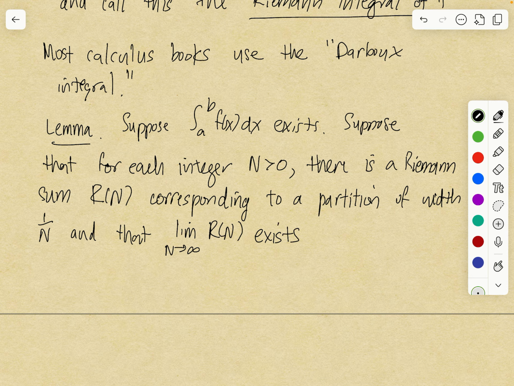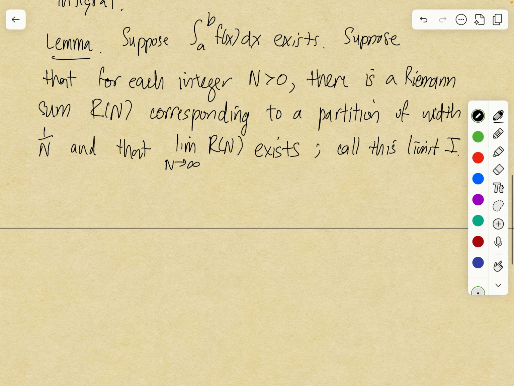And is, say, I. Call this limit I. Then the proposition is that the Riemann integral is equal to I. So what this lemma is saying is that if you can find, for each n, a Riemann sum, so the Riemann sum depends on n, and you let n go to infinity, so R of n is some function of n, you let n go to infinity and you get some limit, then that limit is the integral, if you assume that the integral exists.